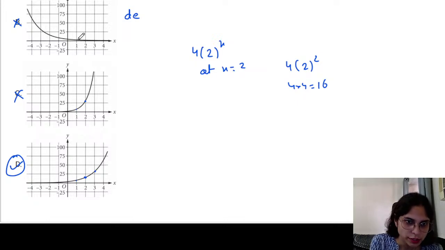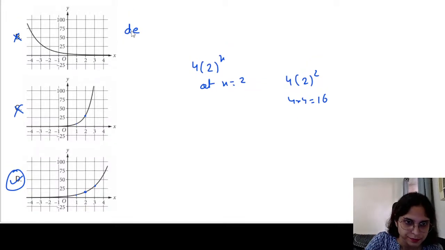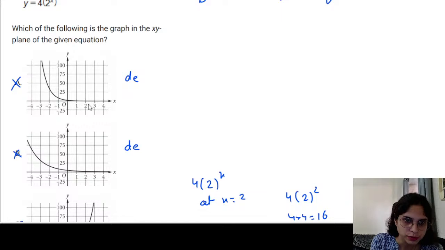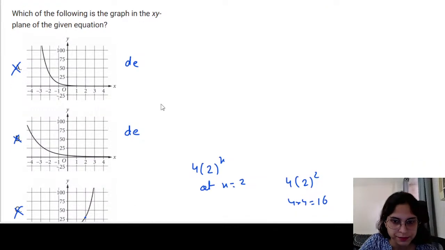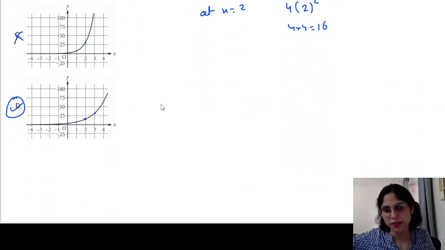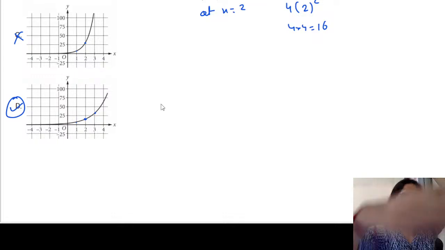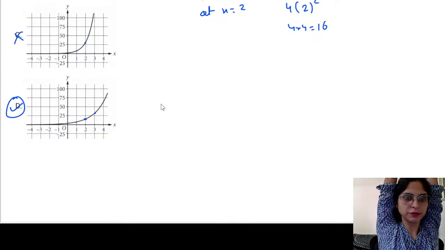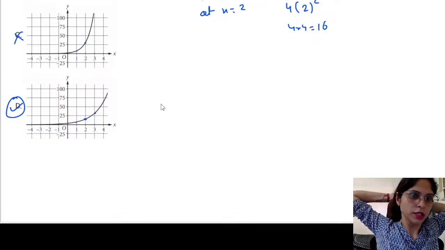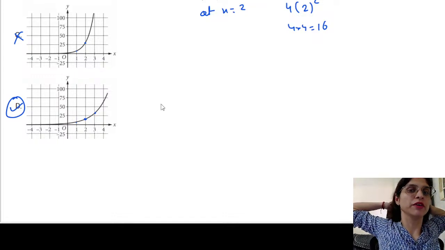Alright, and over here you can directly see at 2 the value is not 16, it's very less, and here also the value is not increasing. So for the options C and D, you calculate what is the value at 2, or you can see at 3 also, because at 3 it's going above 100 in one and here it is above 25, so the value is 32, so it has to be between 25 and 50.